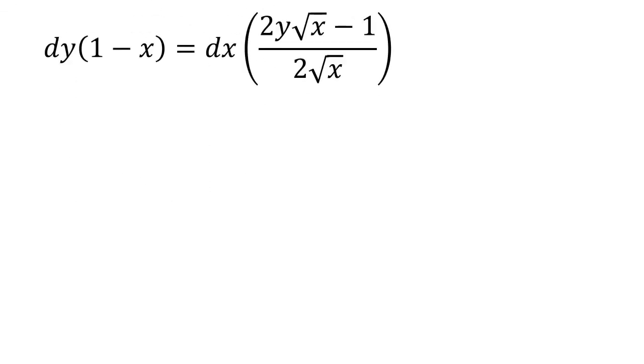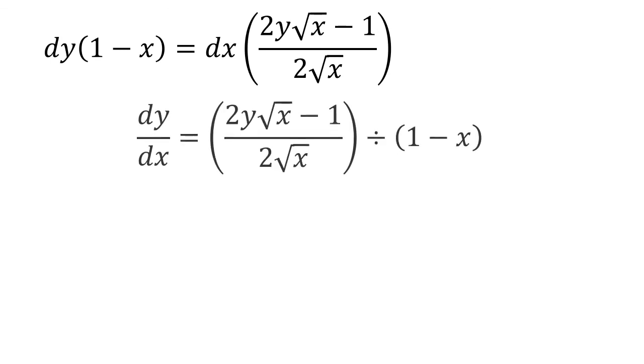Then, okay, we express it as a single fraction. So this will become dy times 1 minus x equals dx times 2y square root of x minus 1 all over 2 square root of x, and then this will become dy over dx equals 2y square root of x minus 1 all over 2 square root of x divided by 1 minus x.